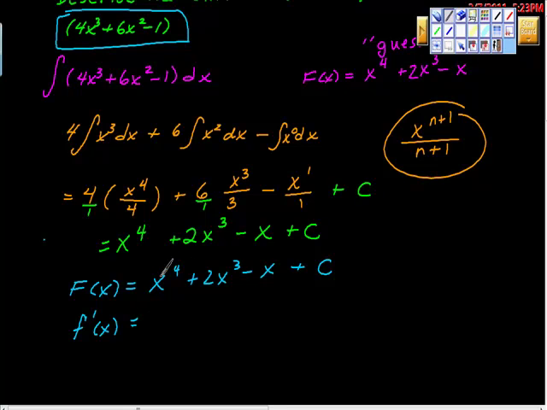Just sum and difference rule. I'm going to take d/dx of this, this, and that, using the sum and difference rule, and we'll get 4x cubed. Looking good. The derivative here was 6x squared, so 6x squared. The derivative of negative x is just negative 1, and the derivative of a constant value is 0.